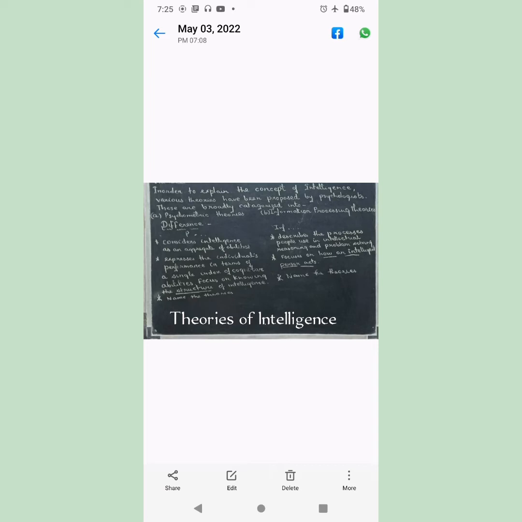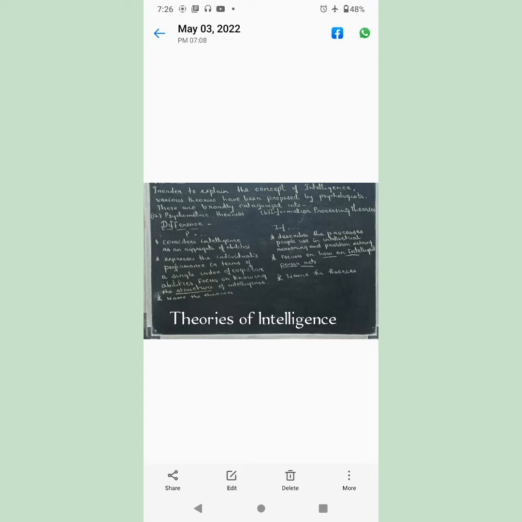Okay, then next is information processing theories. Let's see what information processing theories tell us. They tell us about the processes which people use in their intellectual reasoning and problem solving. How an intelligent person acts, that is the main focus of the information processing approach.